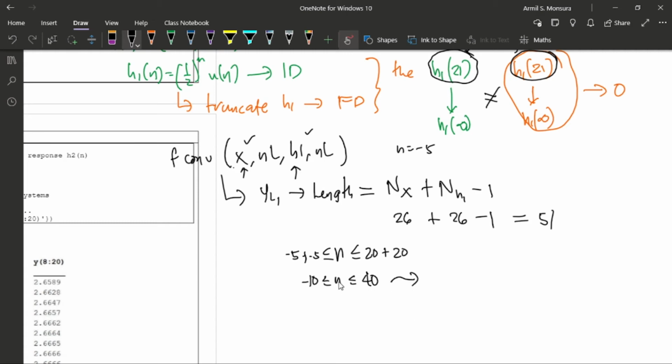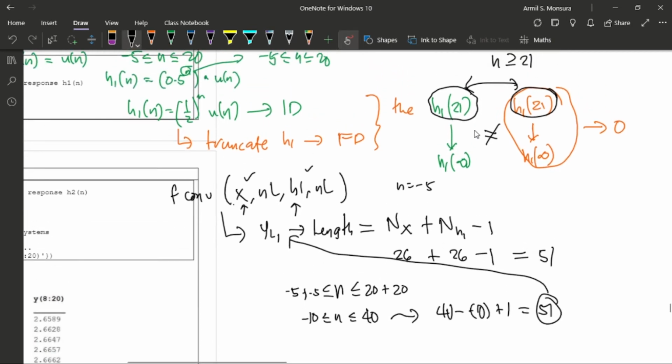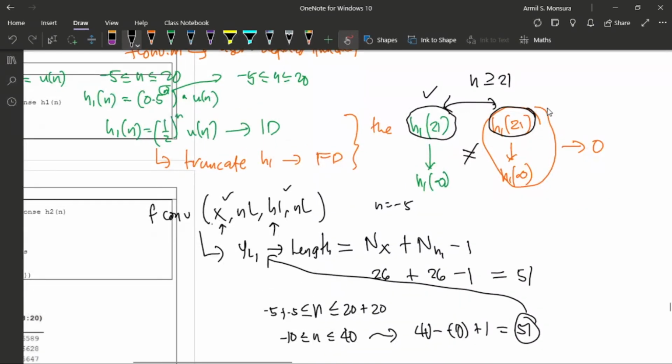So if you look at the length, or how many terms n would have, it is 40 minus -10 plus 1, including n equals 0. That gives you 51 values for your time index vector, which also results in 51 terms of your sequence yl1. But again, as we said, the values of your original sequence and your truncated sequence that was used in MATLAB to compute the numerical convolution sum will differ.